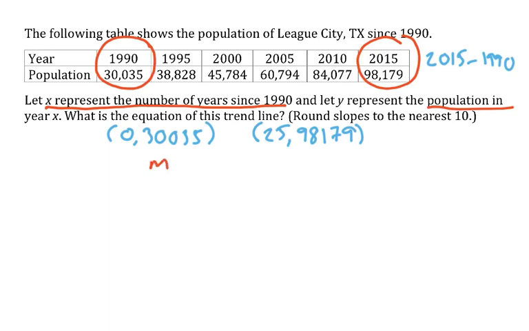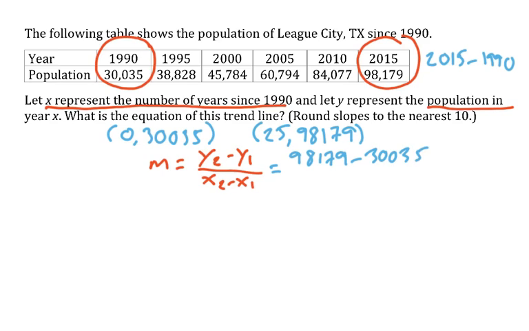First thing we need to do, and we've seen this in earlier places looking at lines, is we need to calculate the slope. Difference of the y's over difference of the x's. The second y value minus the first y value over the second x value minus the first x value. That tells me that the population has changed by 68,144. I think it's safe to put the comma back in there, over the course of 25 years.